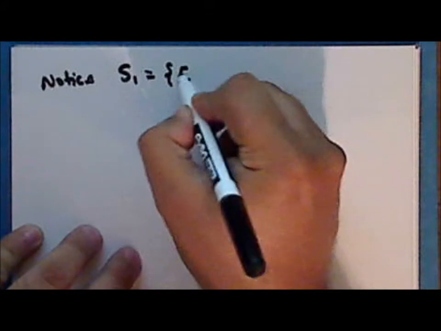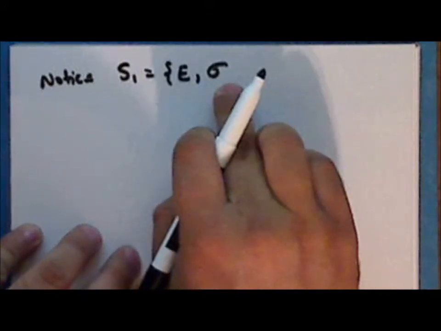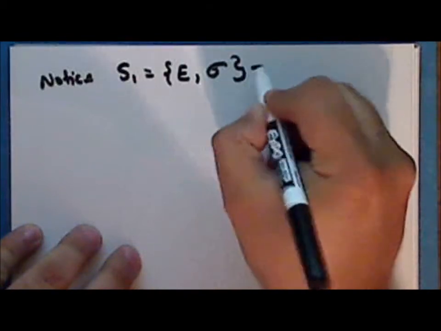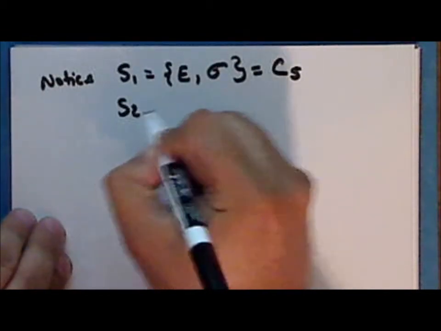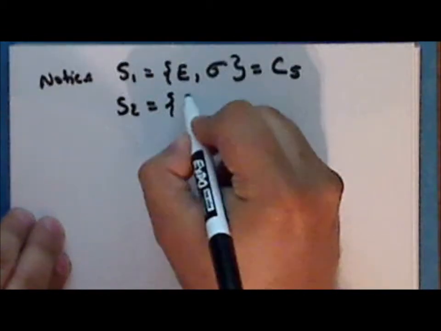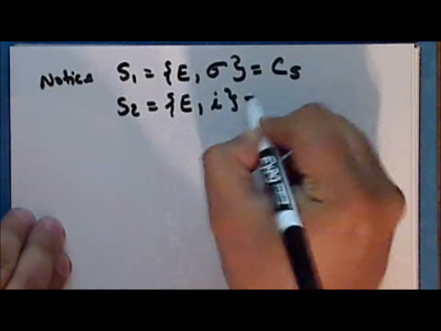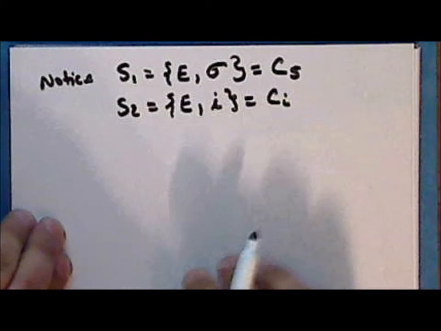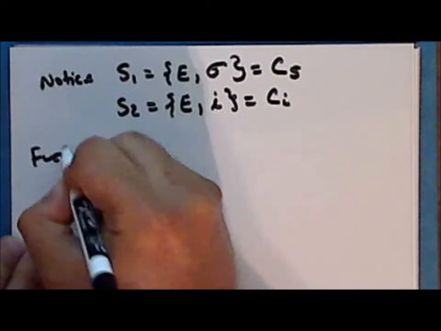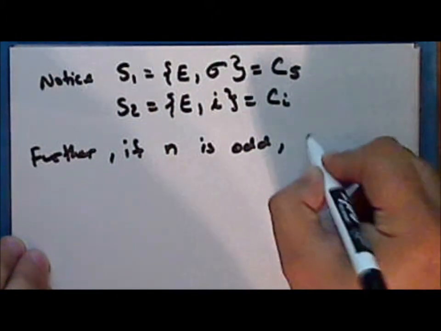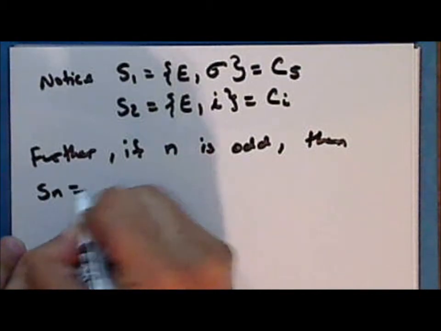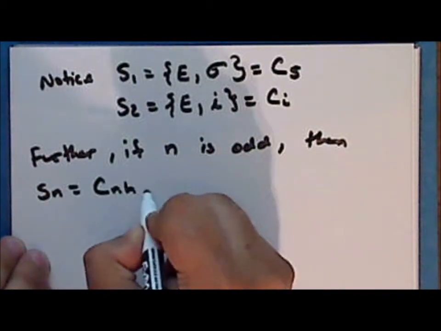Now notice that S_1 contains the elements the identity and a mirror plane, the plane of the molecule, and so this is the same as the C_s point group. S_2 contains 2 elements, the identity and an inversion center, and so this is the same as the C_i point group. Further, if n is odd, then S_n is the same as C_nh.